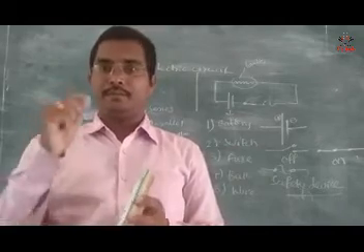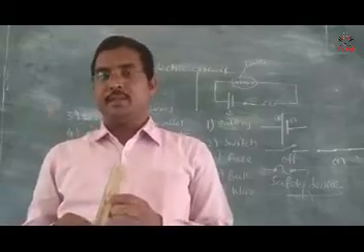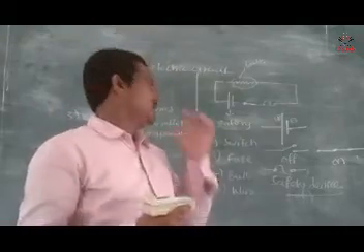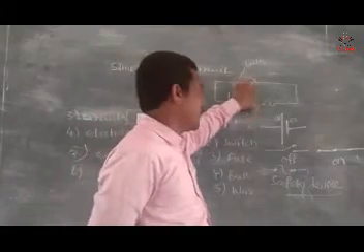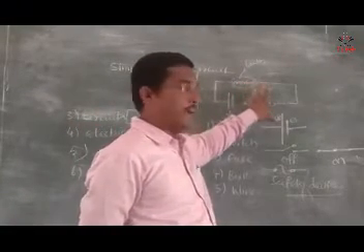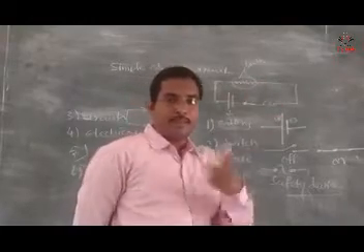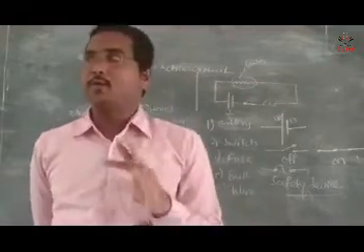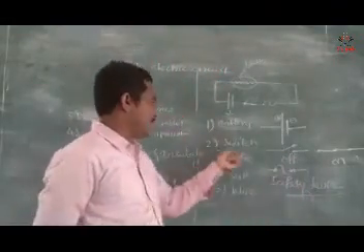Fuse is made up of thin metal. It has a low melting point. So when heavy current, an excess amount of current, is flowing to the circuit, the fuse will melt, break the circuit and open the circuit. When the circuit is open, the current does not flow into the circuit. So that's why it is called a safety device.